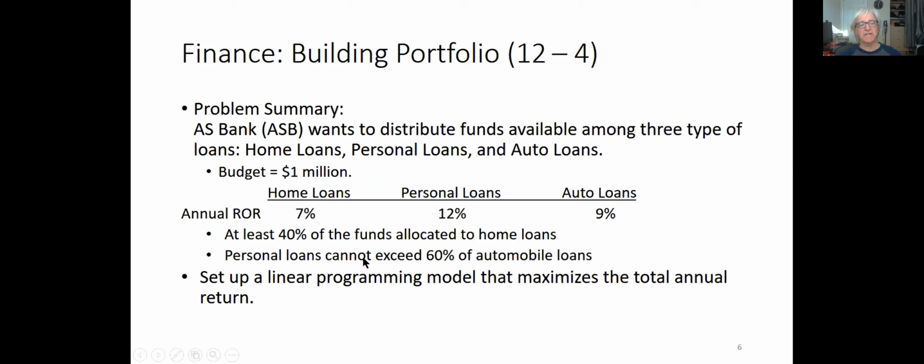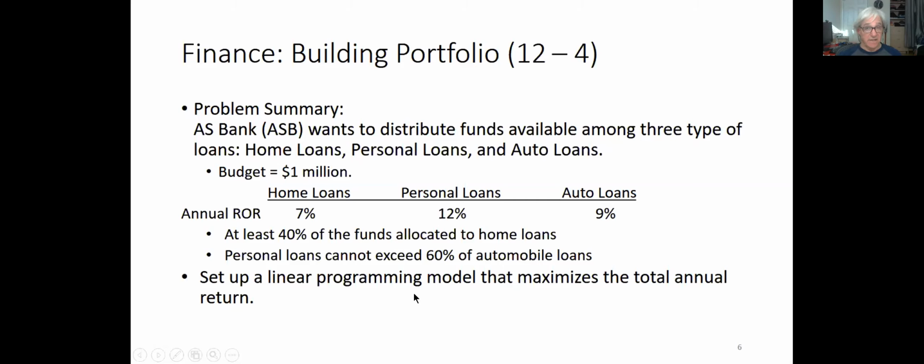Personal loans cannot exceed 60% of the automobile loans. Okay, this is less profitable than this one. So the tendency is just to move all your funds to the personal loans, but to maintain some diversification, you say not more than 60% of the automobile loans will be in personal loans.